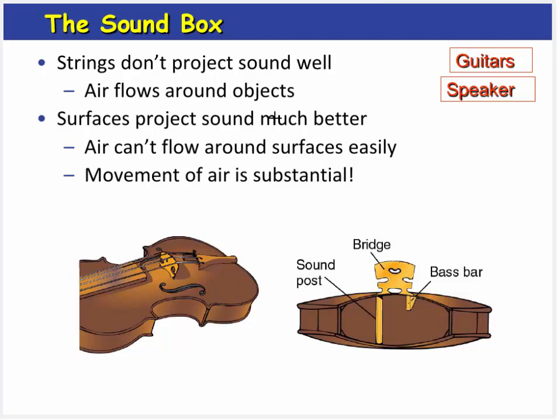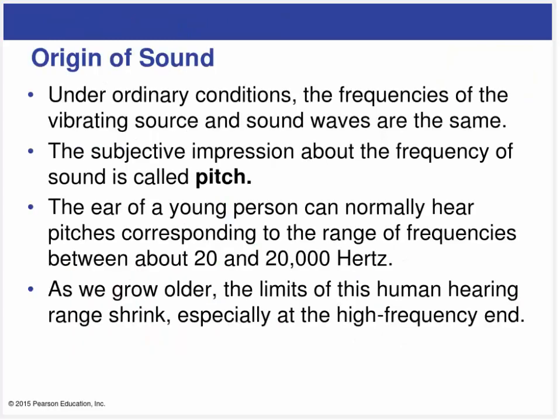Now, one thing about stringed instruments is air flows around the string relatively easily, and the strings don't project sound very well. So pretty much any string instrument is going to have this thing called a sound box. Essentially it's a big honking surface, and that surface is going to get driven by the frequency of the string, and that's going to bounce into all the air, and it's going to project that sound a whole lot better. So that's why we have these things called sound boxes on guitars and violins and stuff like that. So we have our origin of sound, we have some type of vibrating source, and we have our sound wave.